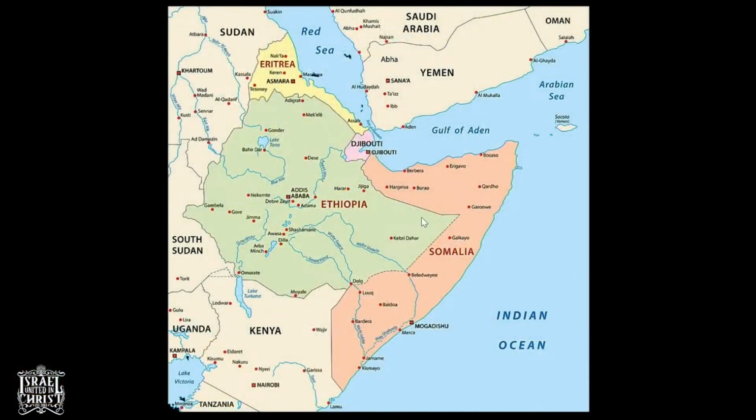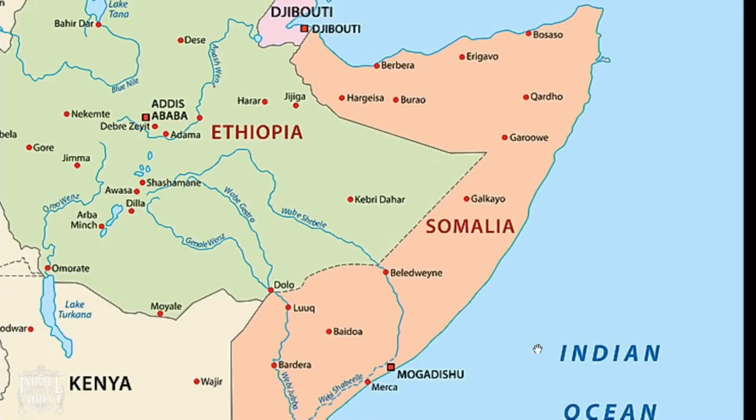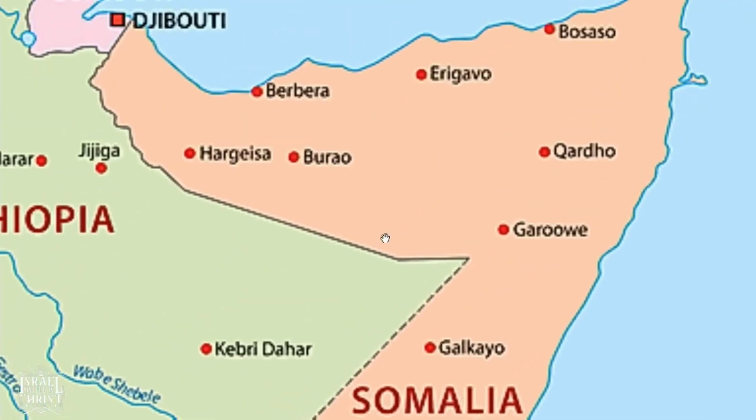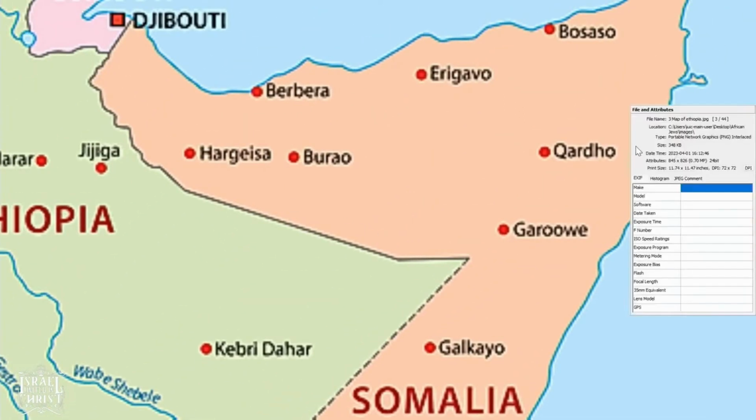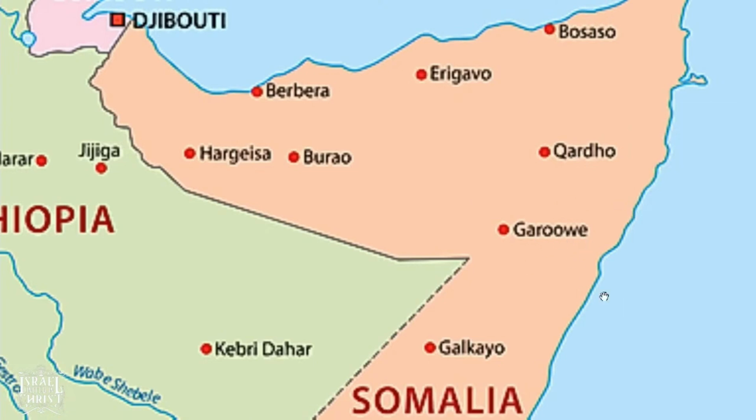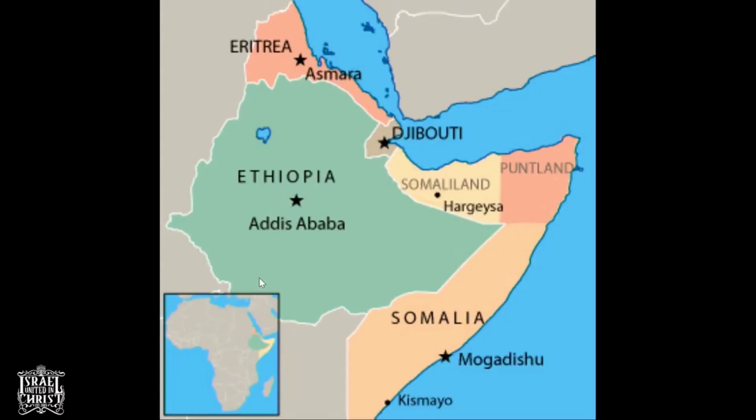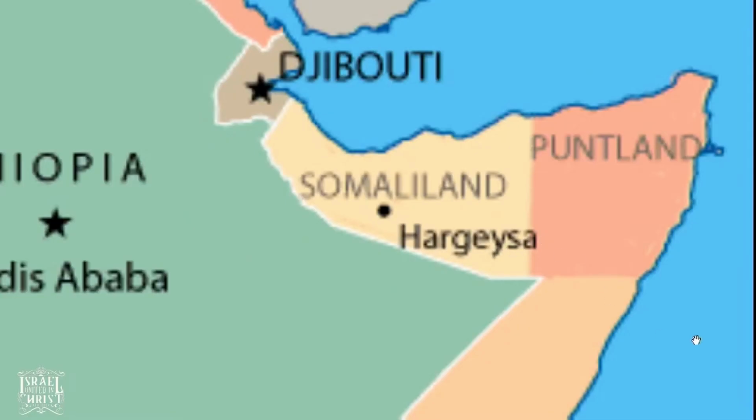Zoom in. All right. Y'all see Somalia, right? You see Berbera, you see Erigavo. What's that top one? Bosaso. And down it says Qardho and Garowe. All right, so that's in Somalia. So now give me the other map. That's what I want you to look at. Y'all see it says Somaliland, but look at the tip. It says Puntland. Y'all see Puntland right there?